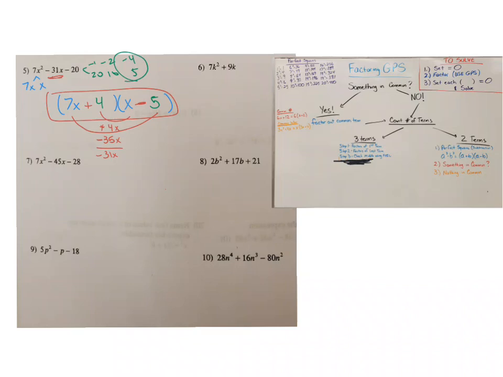7x plus 4 in one parentheses, x minus 5. It doesn't matter which set of parentheses you write first. You can write x minus 5 first, but the 4 and the 7x have to be in the same one, and it has to be positive 4. X and minus 5 have to be in the same set of parentheses.